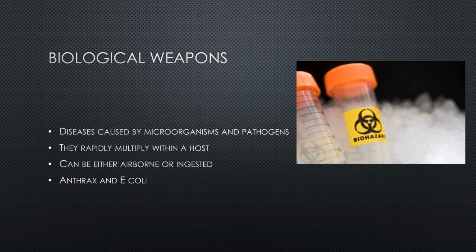Next, we have biological weapons. These are diseases caused by microorganisms and pathogens that can be dispersed throughout an area. They rapidly multiply within a host and can be either airborne or ingested. A couple examples of these are anthrax and E. coli. We most commonly hear about E. coli in our food, but this could also be used as a weapon.